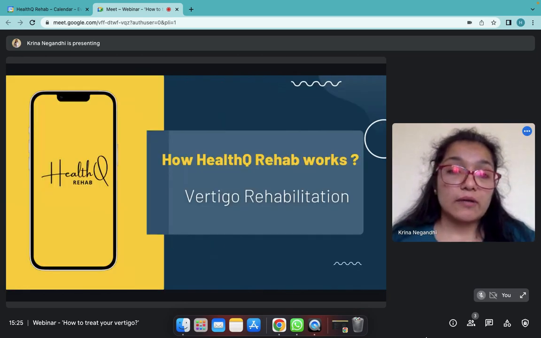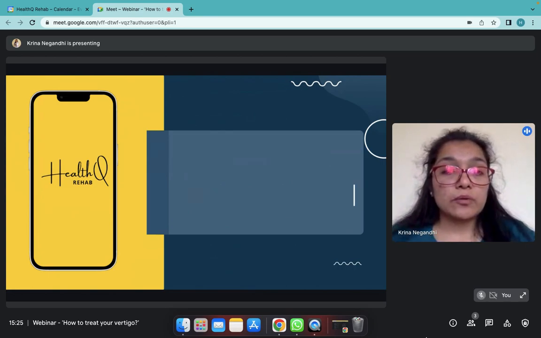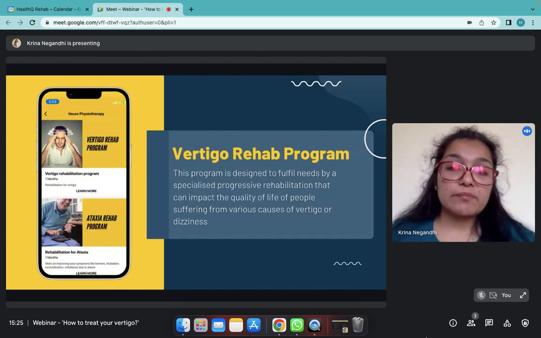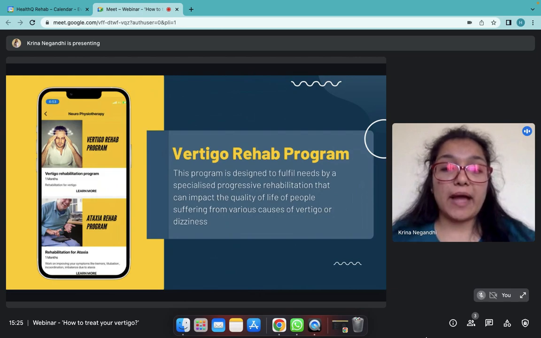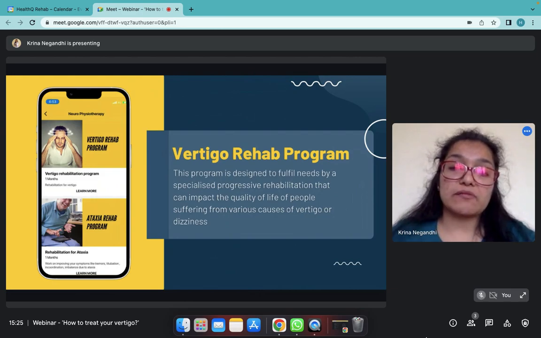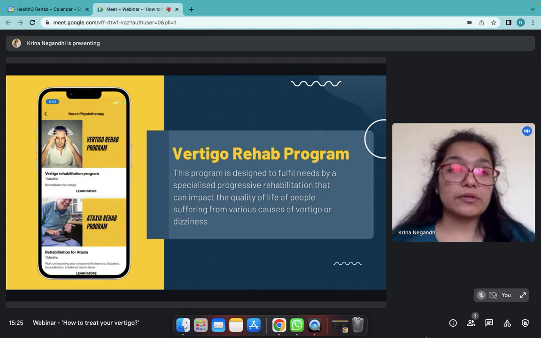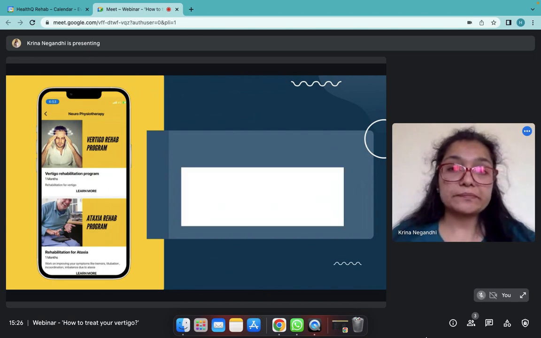We'll also see how the HealthQ rehab works. HealthQ rehab has a vertigo rehabilitation program. This program is specifically designed to fulfill the needs of specialized progressive rehabilitation that can impact the quality of life of a patient suffering from vertigo or dizziness. Hence, we help the patient to recover on their own.